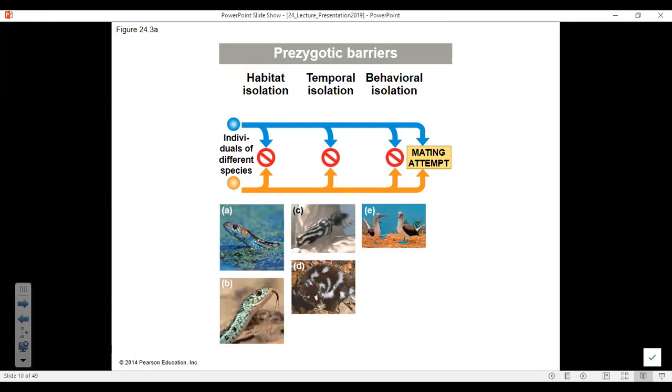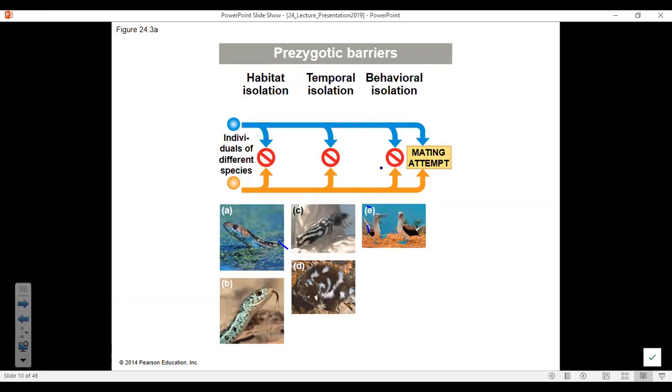Temporal is referring to time, and this skunk here happens to mate in the spring, and this one mates in the summer. So you've got two different time periods where these guys mate, and in a lot of animal species, they're only mating one time per year. We're going to look at that a little bit more in a second.